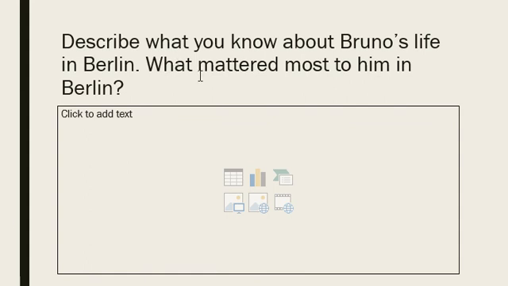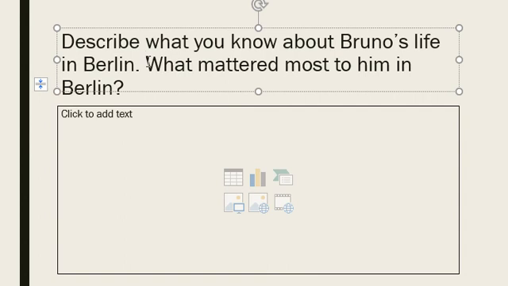Alright, so it says, describe what you know about Bruno's life in Berlin. What mattered most to him about Berlin? As you complete this one, I want you to think about what he complains he's going to miss the most, and who he's sad to leave behind. And don't forget that there are two parts to this question. You have to describe his life in Berlin, and then what mattered to him most.